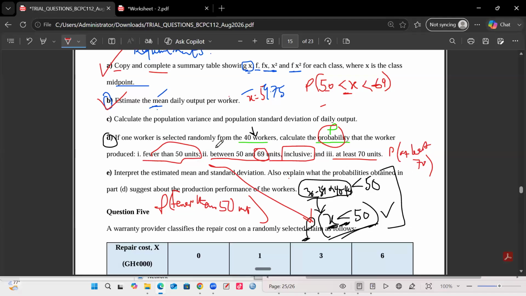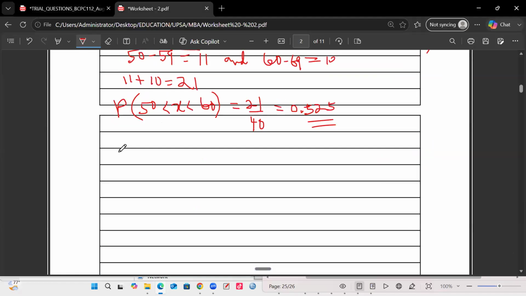So we are done with the II. We are done with the I. Now let's go to the III: at least 70. How do you think we should go about it?